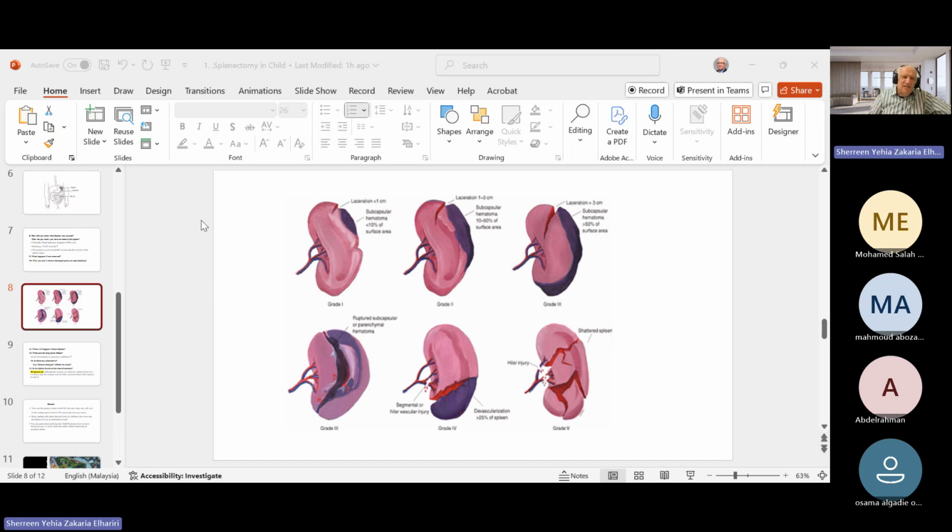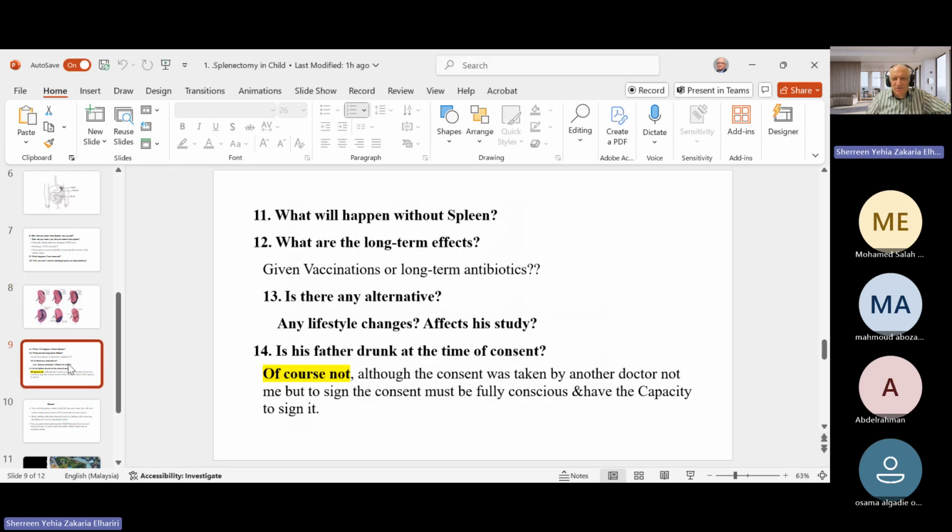Okay, so this is a correct answer, because many of the students in the exam say, I don't know because I don't take the consent, it is done by my friend, I will ask him. So this is not a correct answer. Whoever takes the consent, once the patient signs the consent, it means he has the capacity to sign. So he is completely conscious.